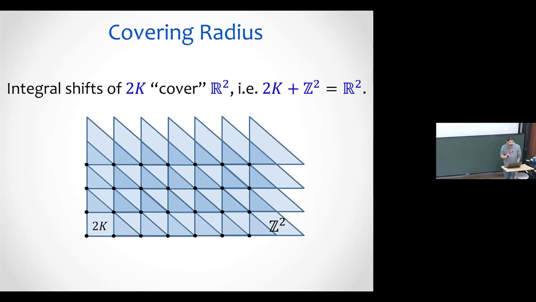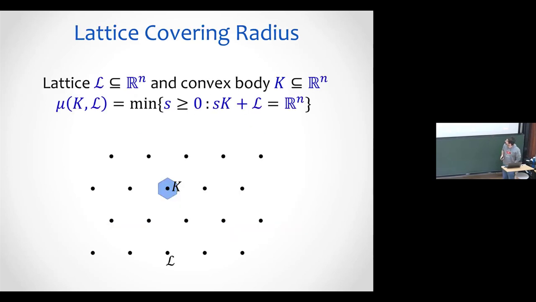And a completely equivalent way of defining it, this is just a little bit of algebraic manipulation, is that if you add the convex body to the lattice, so you place a copy of it around each lattice point, then you have to cover all of space. So it has to equal R^n, and in this case R^2. And of course, I did this with the integers, but you could do this with a general lattice. It doesn't change the meaning.